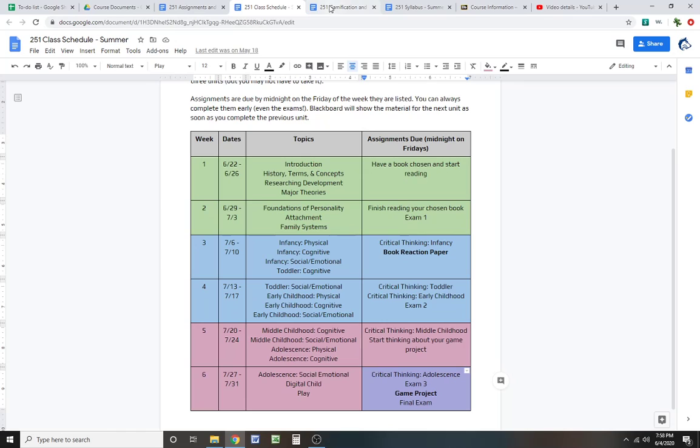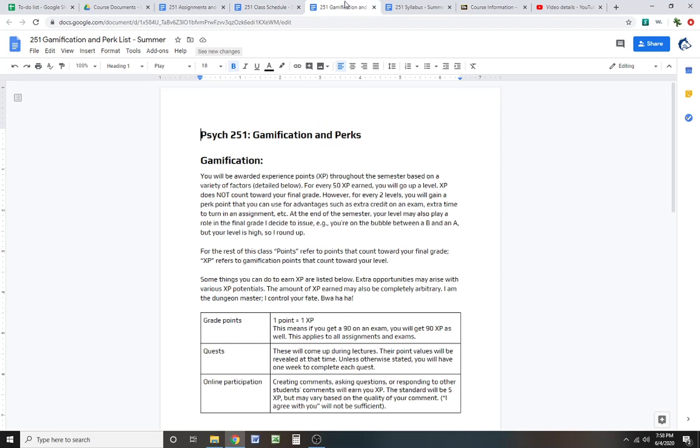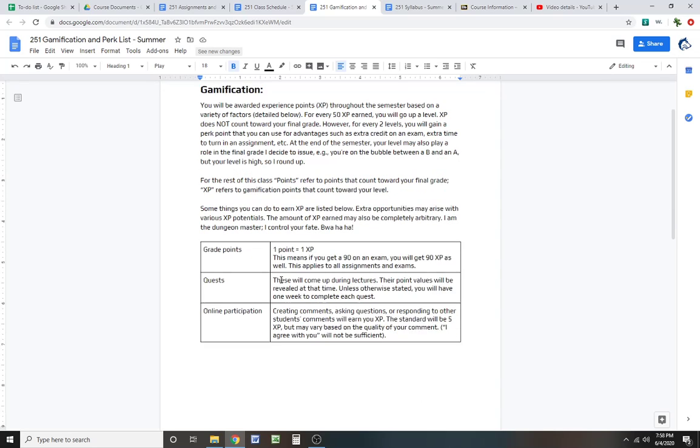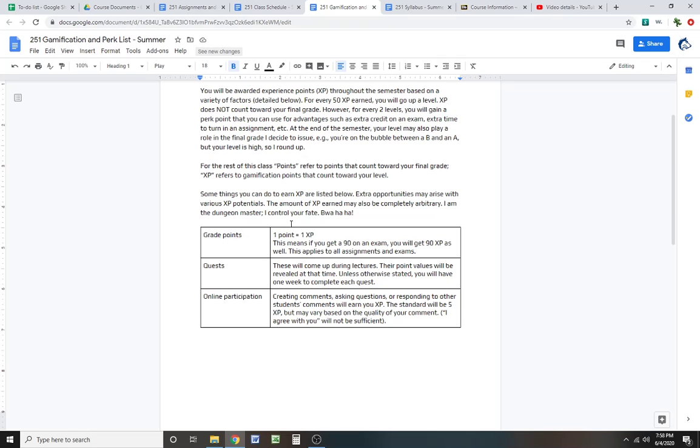So next, since you're probably all wondering about that exam for the final, I told you you can earn a way to drop it, so let's go through that now. So my gamification system. In this document, Gamification and Perks, it describes gamification to you again, and then it tells you some ways that you can earn some XP. Some things you can do to earn XP are listed below, but they may be completely arbitrary. I may do more or less, just depending on how well I think you did or my mood at the time.